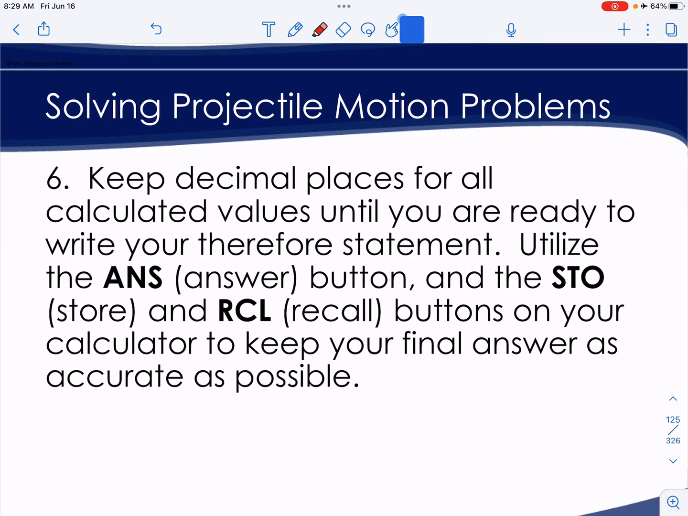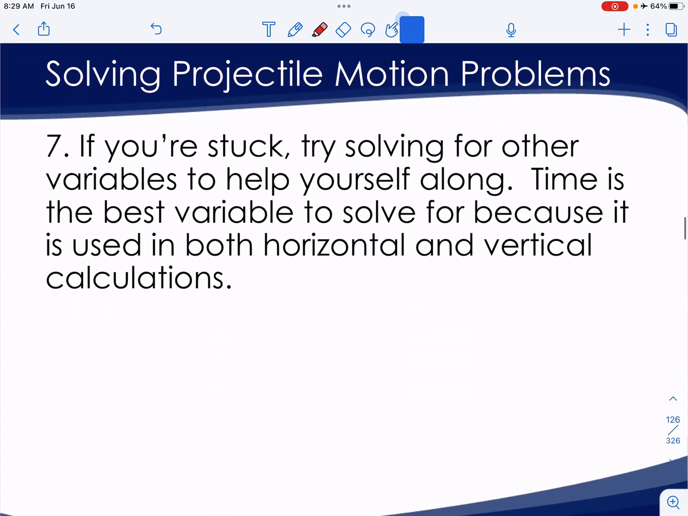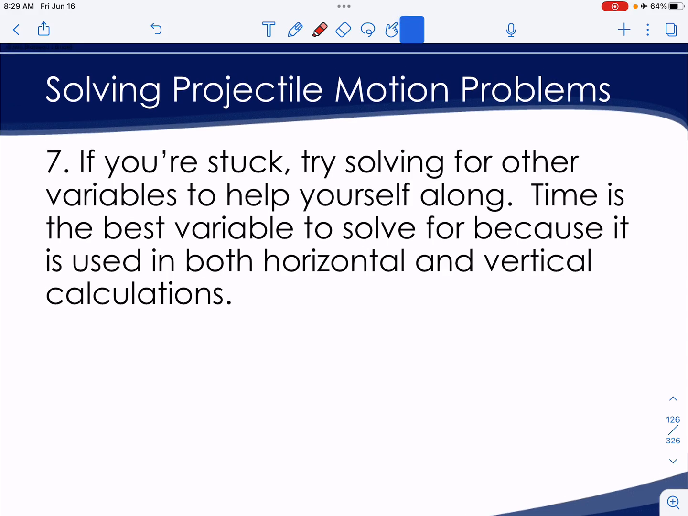Keep decimal places for all calculated values until you are ready to write your final statement. Utilize the answer button and the STO, store and recall buttons on your calculator if you have those. If you're stuck, try solving for other variables to help yourself along. Time is the best variable to solve for because it is used in both horizontal and vertical calculations.